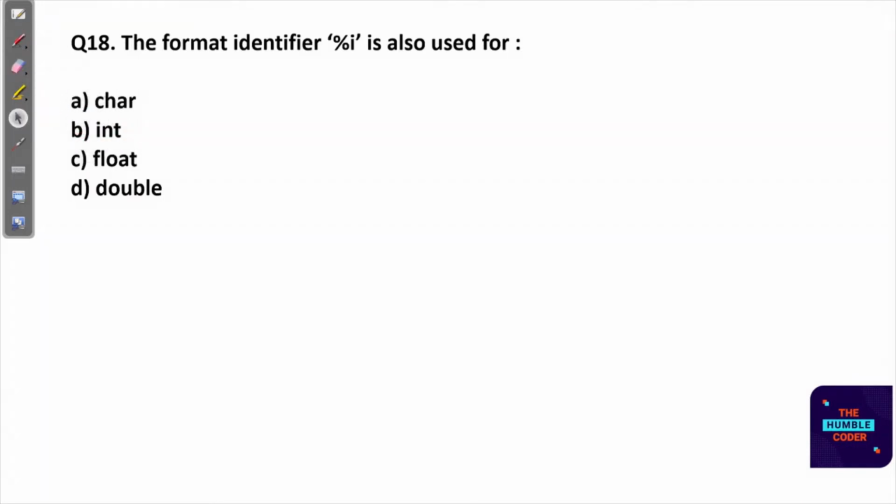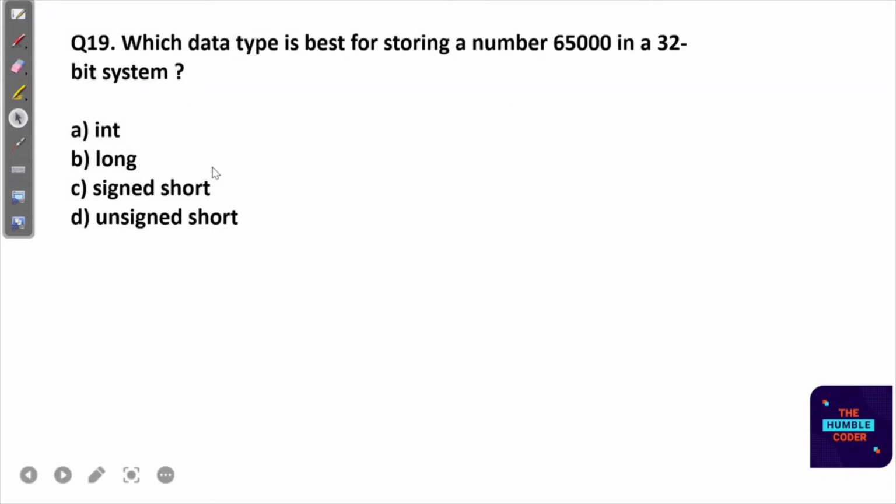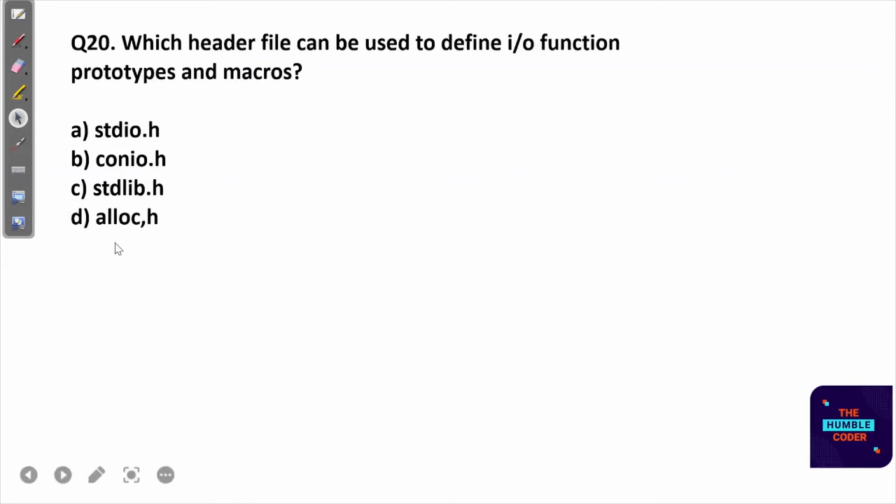So let's move on to the next question now. Which data type is best for storing a number like 65,000 in a 32-bit system? The options are int, long, signed short, and unsigned short. So the data type best used for storing this number in a 32-bit system will be option D.